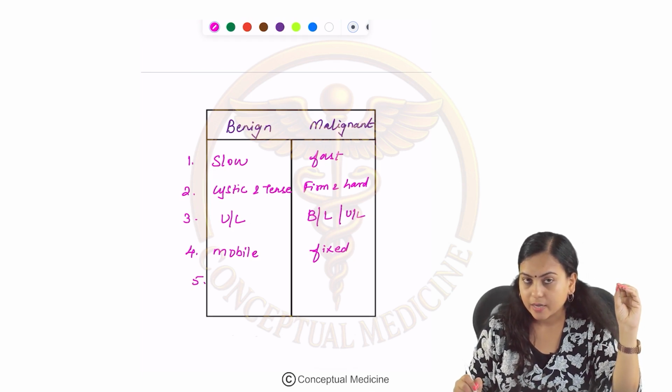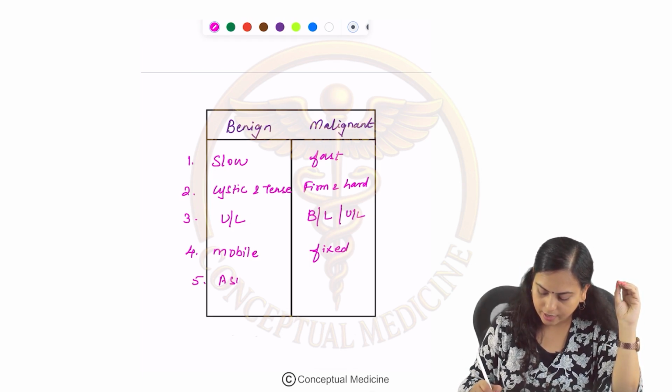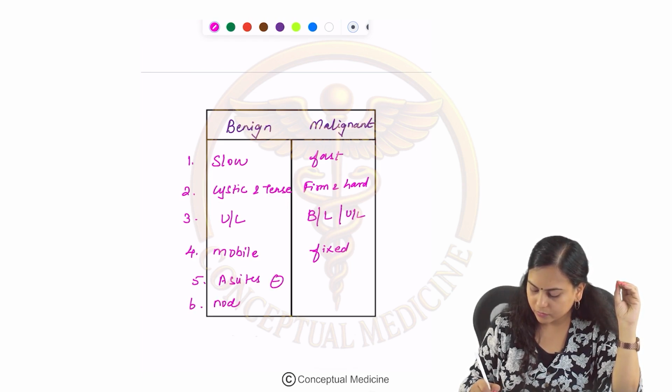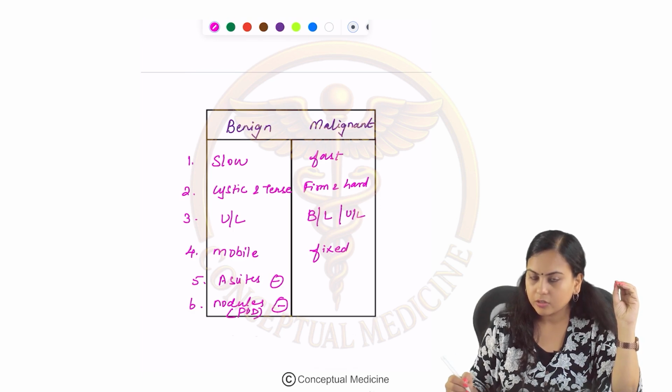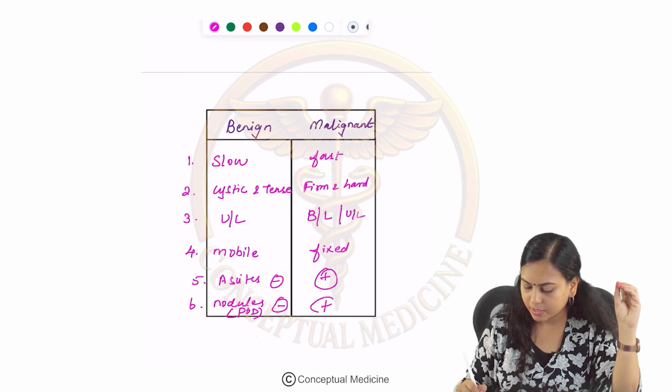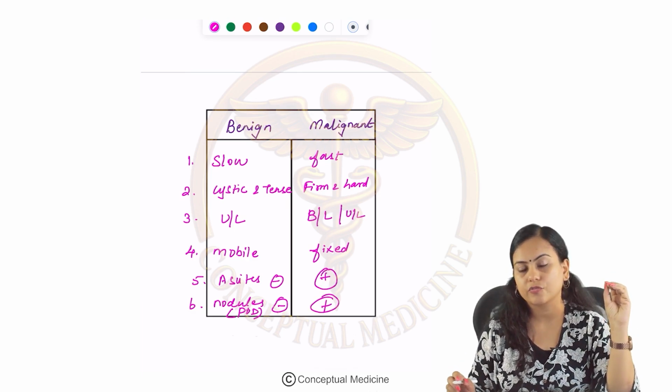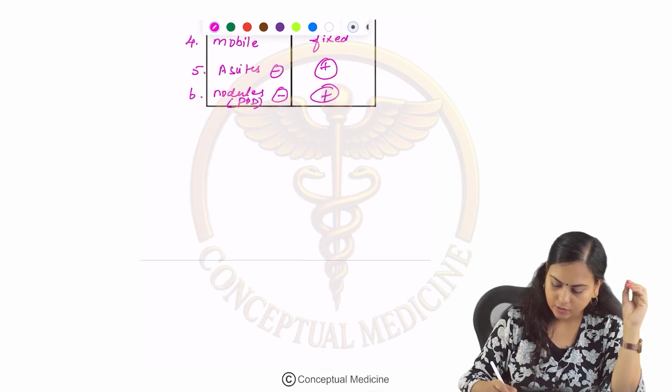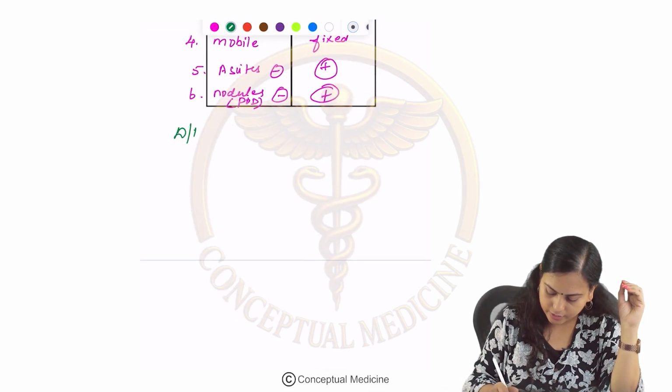And in case of benign masses, you will have no ascites or there will not be any nodules in pouch of Douglas. Both are not present. Okay, whereas in case of malignancy, yes, ascites can be there and nodules can be felt through the pouch of Douglas also. Clear? Now, let's discuss about the differential diagnosis of mass abdomen.